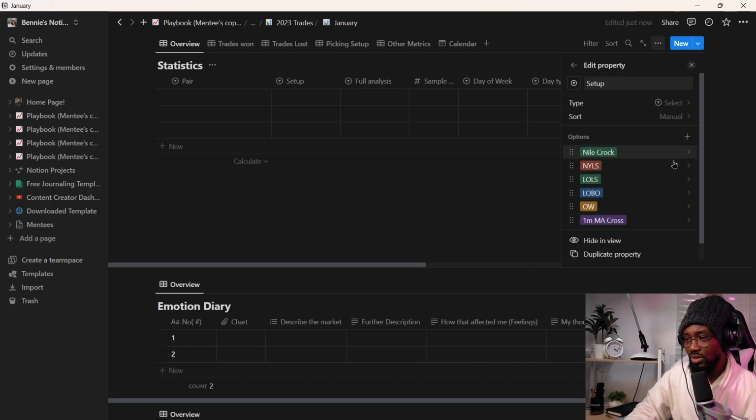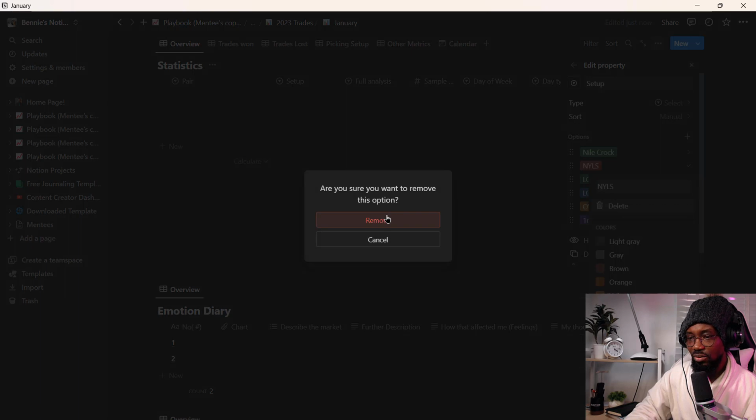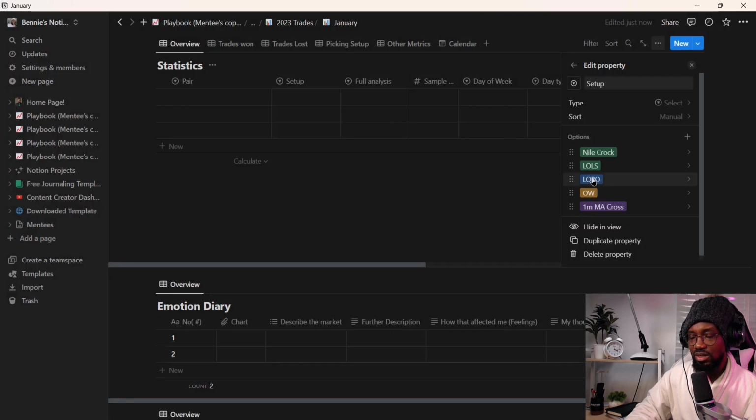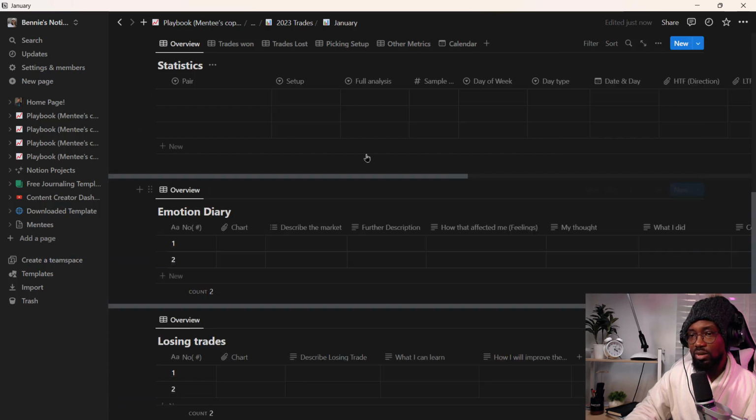If you want to delete the ones I've added here already, you can very easily come here, right click and delete. All right, so you can see that one is deleted. Okay, so take note of that. You can add and you can delete. Right, so when you're inputting, it's easy. Once you click here, you click the setup. You don't need to type it.